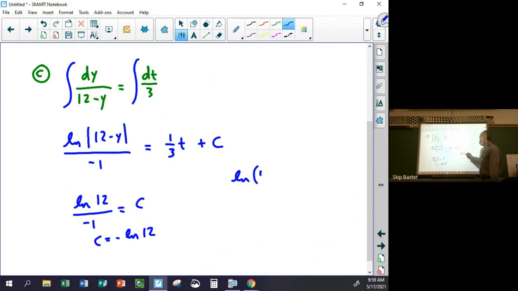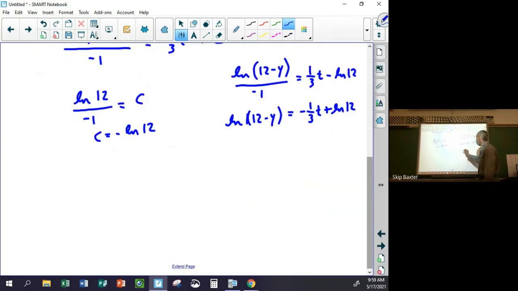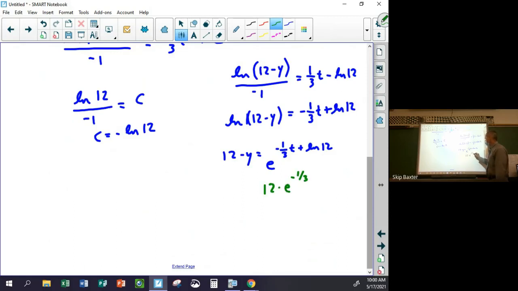So this ends up being ln of 12 minus y over -1 equals 1/3 t minus ln 12. Distribute the negative on the right, so you get ln of 12 minus y equals -1/3 t plus ln 12. Exponentiate both sides, so you get 12 minus y equals e to the -1/3 t plus ln 12, which, if you wanted to, you could simplify using laws of logarithms. Then this would end up being 12 times e to the -1/3 t.